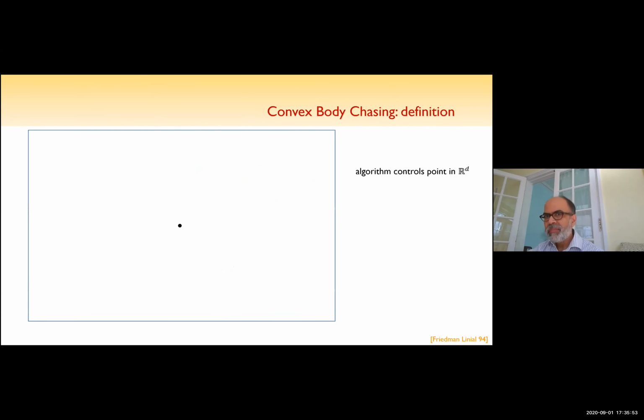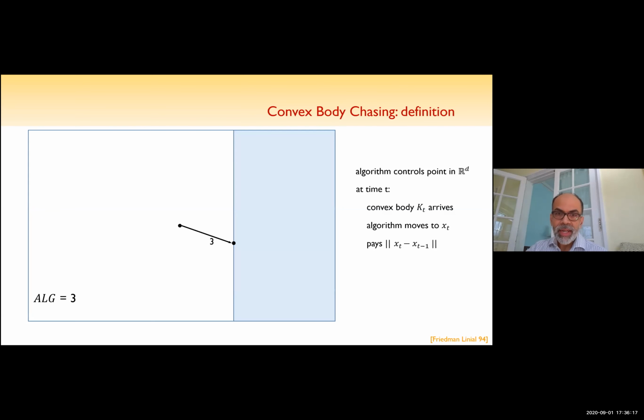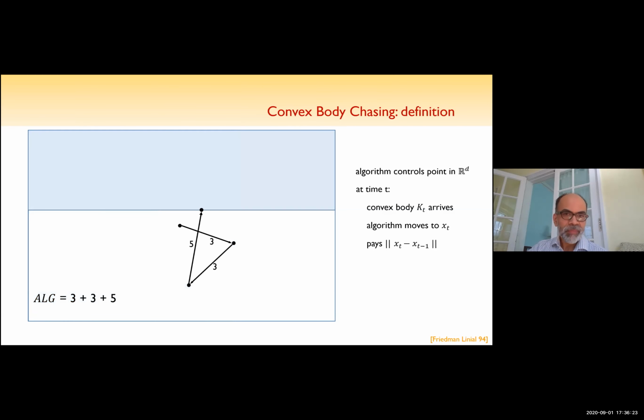So the problem is very simply stated. There's a d-dimensional convex space, and the algorithm controls a point. And now at each point in time, a convex body arrives. And the only thing the algorithm can do is move the point to within the convex body, and it pays the distance. Then another convex body arrives, and the algorithm moves the point, and you get the idea. At each point in time, a convex body arrives, the algorithm moves the point, pays the distance, and the algorithm's cost is the sum of all these distances.